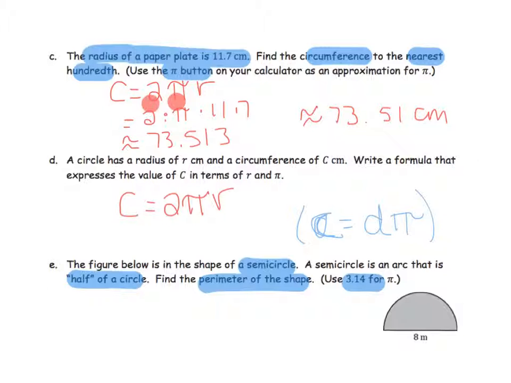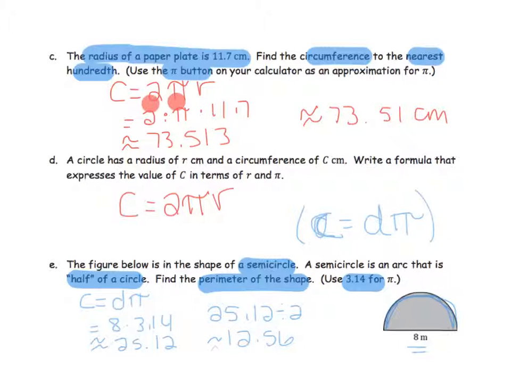All right, let's tackle E. The figure below, so this one right here, is a semicircle. So I told you that's like half of a circle. So my diameter is 8 meters. So now I can go back to C equals the diameter times pi. The diameter is 8, and we're using 3.14. And so we know that the circumference of the whole circle is about 25.12. But we only need half of the circumference. So we're going to have to take that 25.12 and divide it by 2, which is approximately 12.56.